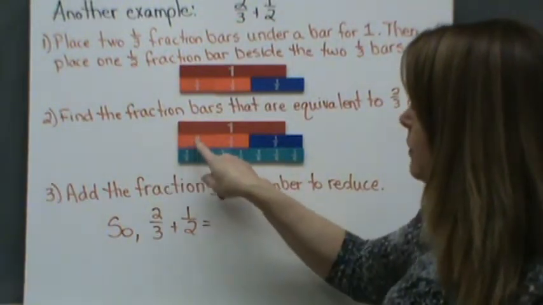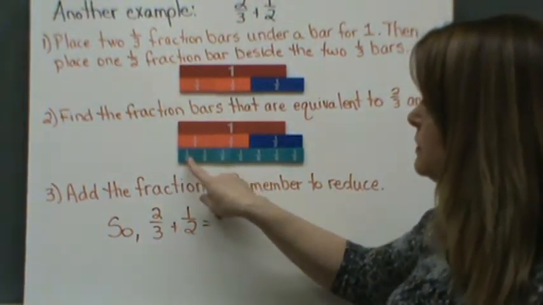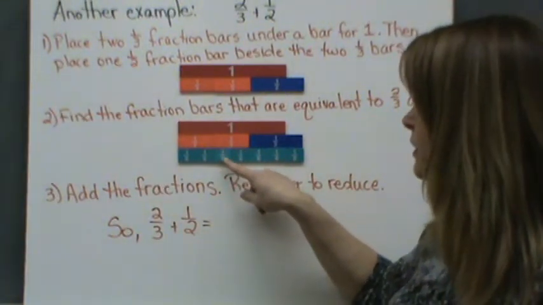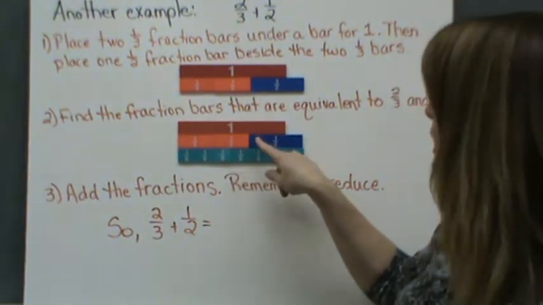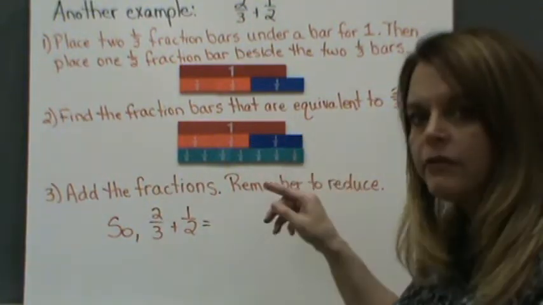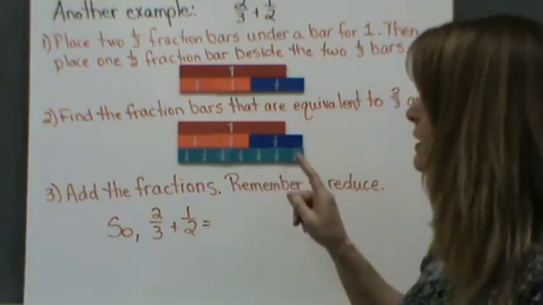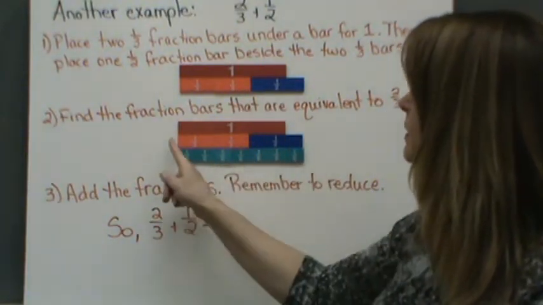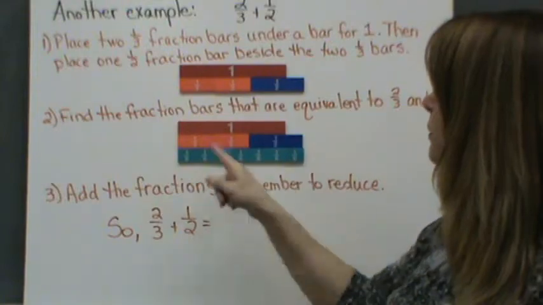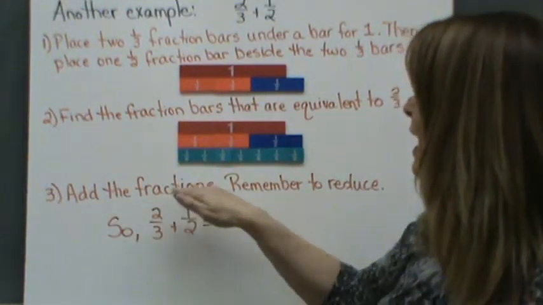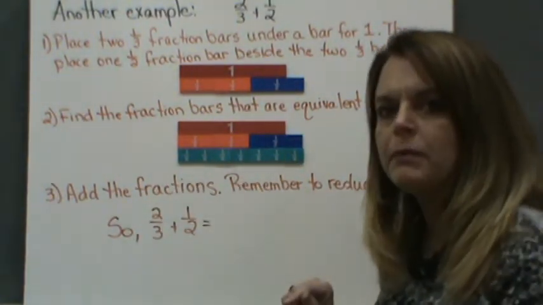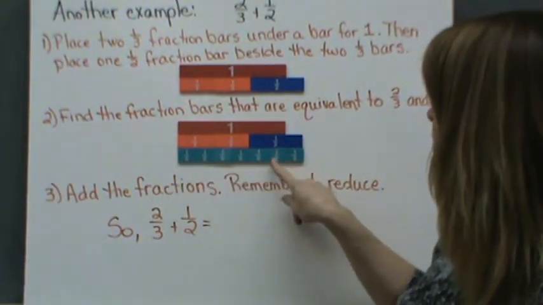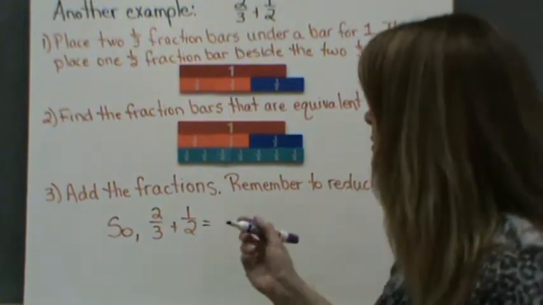Well, here I can see that 1/3 is equivalent to 2/6. Here's another third is equivalent to 2/6. And here I have 1/2 that's equivalent to 3/6. So my 6 pieces fit in there. They're the same length as my 2/3 and my 1/2. And so I can now add the fractions, and you have to remember to reduce. So I have 1, 2, 3, 4, 5, 6, 7 6.